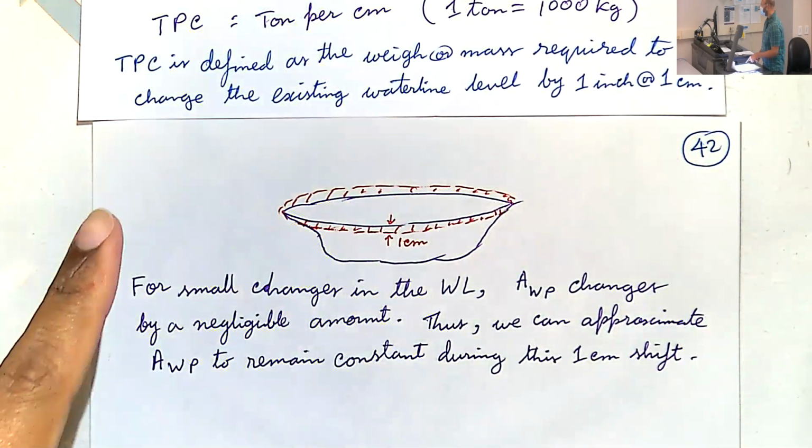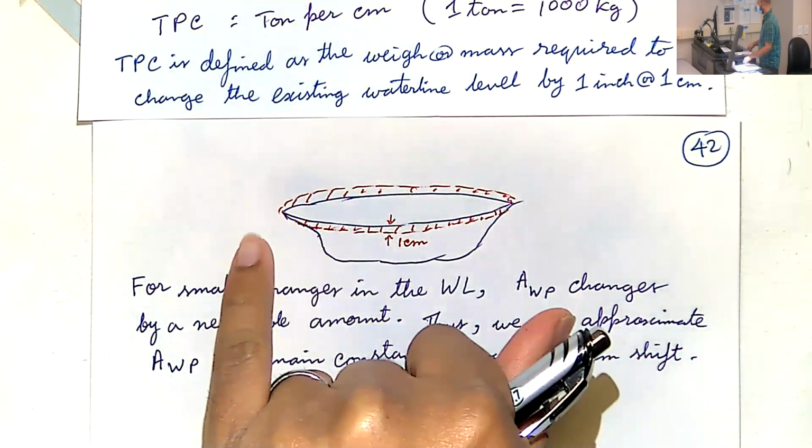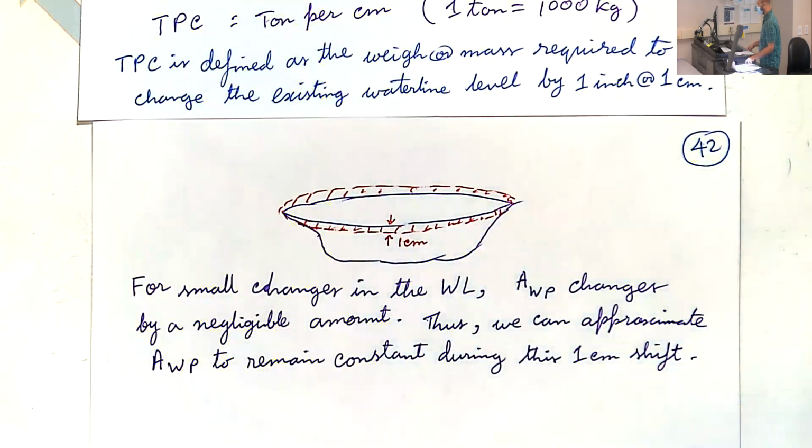And this TPC or TPI value is a very useful and very quick indication of how much your water line will change if you take on an extra 10 ton of cargo. So it's a very quick way to compute the new state of your ship. Of course, if you add 1,000 tons, then things will change because you cannot assume a constant A_WP anymore. The area will change significantly.